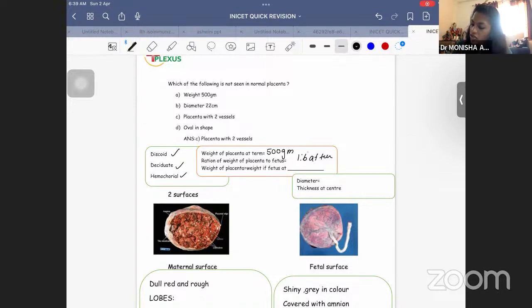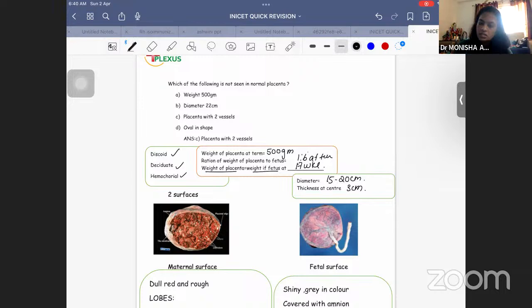The gestation at which the weight of the placenta equals the weight of the fetus is 17 weeks. What is the diameter of the placenta? 15 to 20 centimeter. Okay, what is the thickness? In the center, it is 3 centimeter. All these are asked as direct questions.